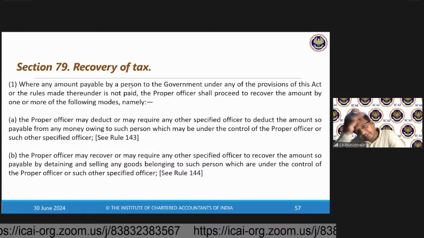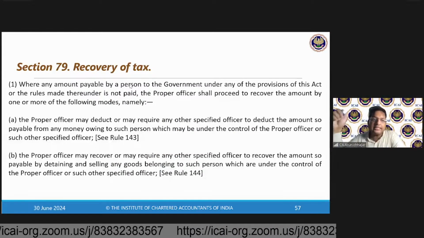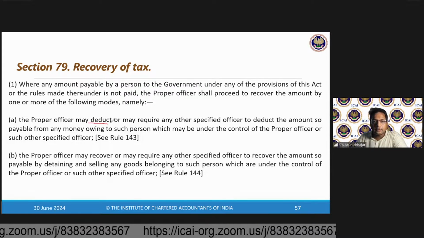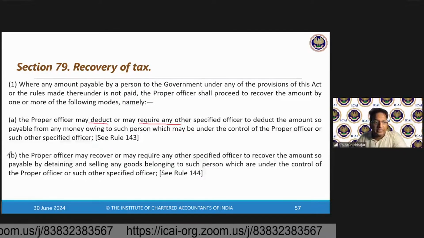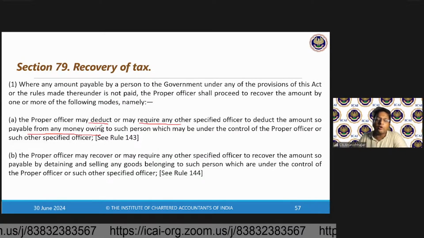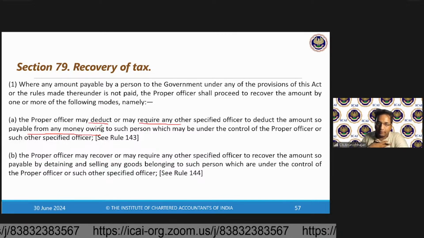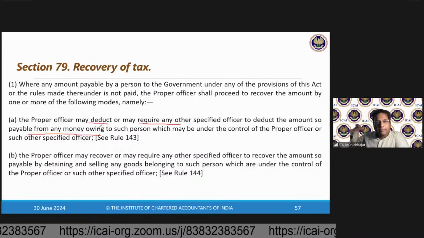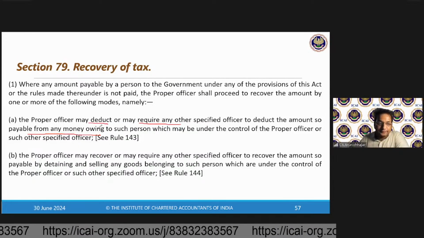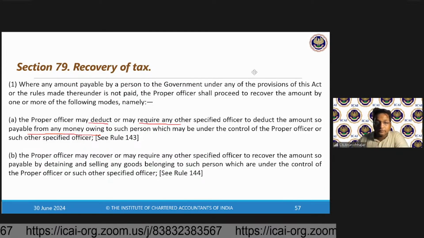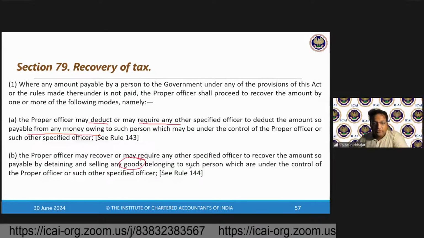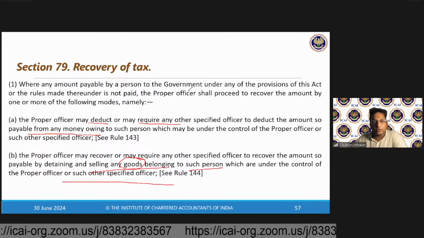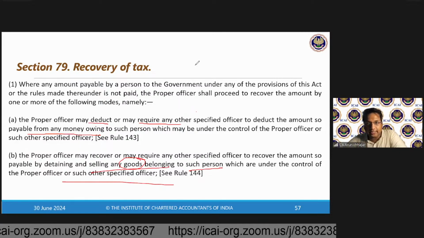Recovery of the taxes. Whatever taxes are to be recovered, he can recover by any of the methods. He may deduct, or may require any other officer to deduct, the amount which is payable from any money owing to such person. So for example, I am the proper officer and I need to issue the order to the registered person, and if there is any money payable to him, I can adjust that money towards recovery. Or if there are any goods belonging to that person, they can be sold by detaining and selling those goods. By sale of the goods, yes, the amount can be recovered.